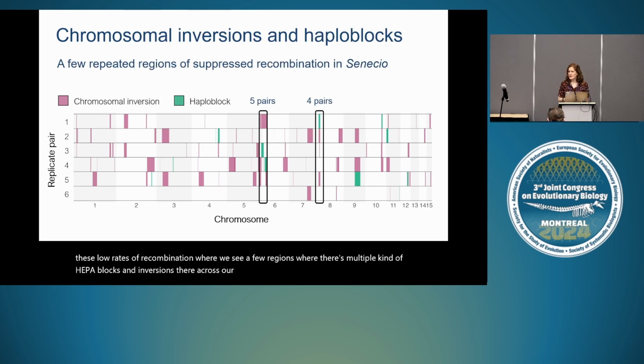So this diversity of inversions might imply that there is no parallelism. However, one possibility is that even though the inversions capture different sets of genes in each of our replicate populations, maybe these genes share similar functions. So we set out to test for this parallelism at the level of the function.